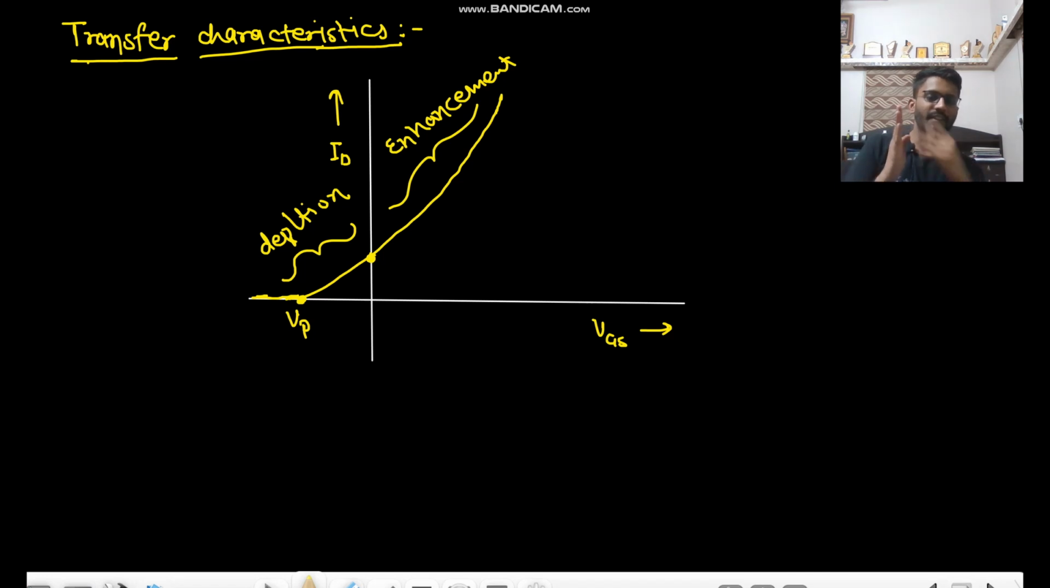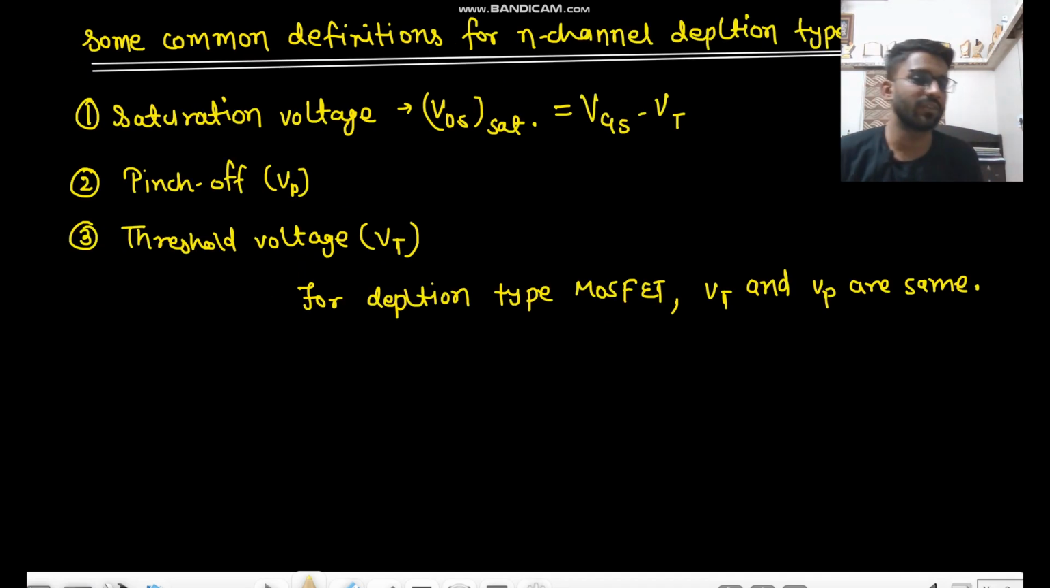The minimum value of VGS, after that the current flows. So that is pinch off voltage. These definitions are for N-channel depletion type MOSFET. You will say I am saying the definitions for N-channel P-type MOSFET. Sorry, N-channel depletion type MOSFET. So the interviewer will just ask what is pinch off voltage? Define. So what you will say for N-channel depletion type MOSFET, this is the pinch off voltage.